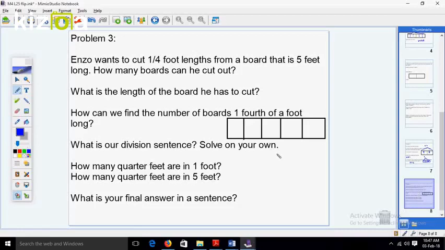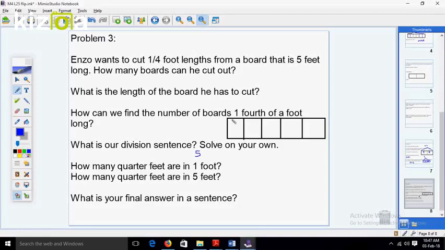He has to cut from 5 feet. All right, that's what he has. That's his whole. All right, how can we find the number of boards 1/4 of a foot long? Okay, so here's our tape diagram. So he has 5 feet. I've divided the whole thing into 5 different parts, right? Because it's in feet. So 1/4.